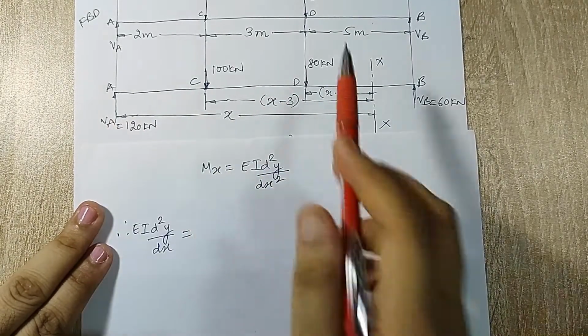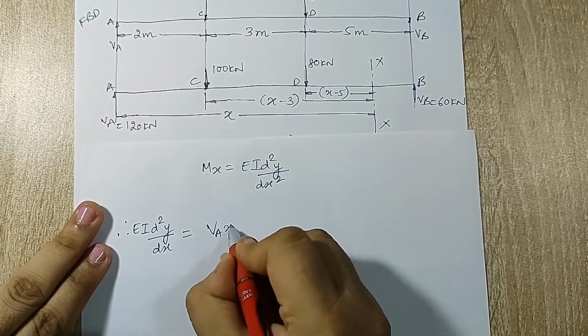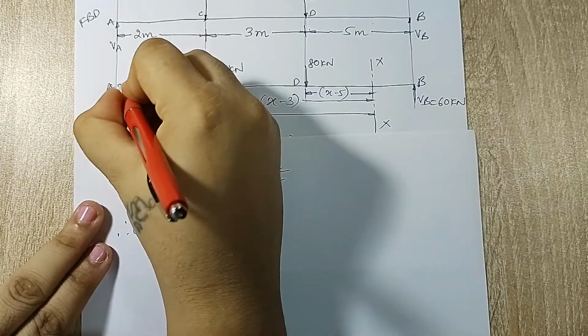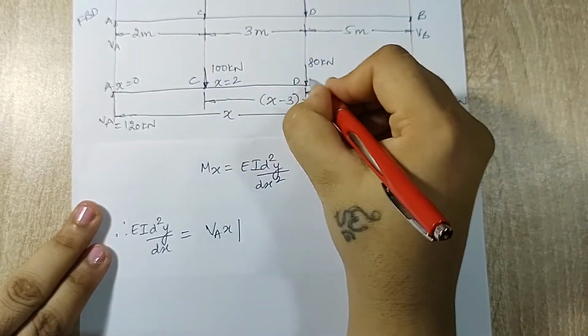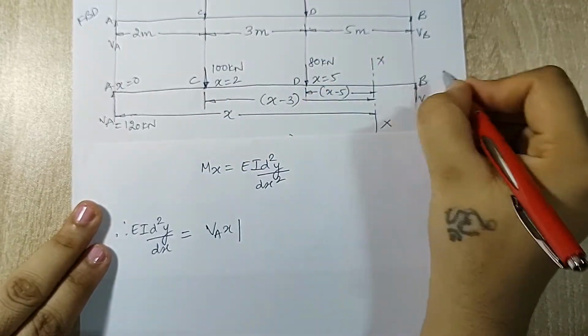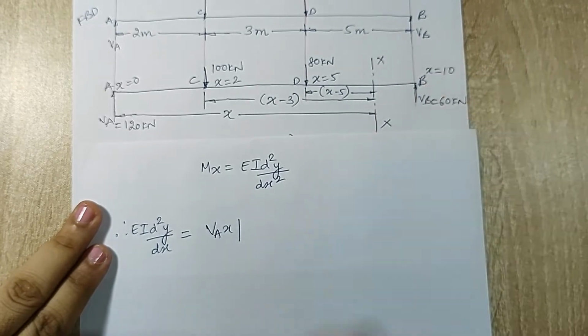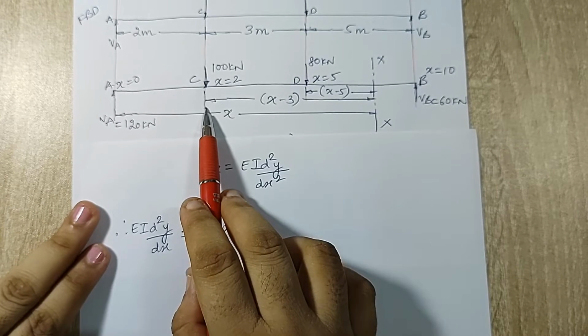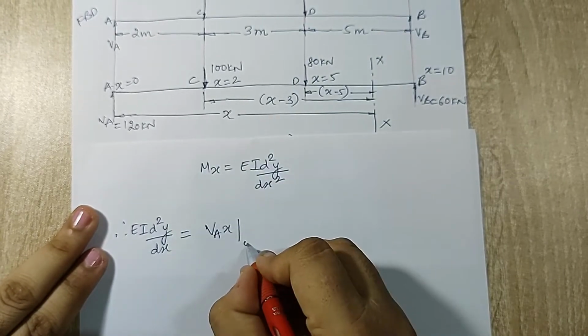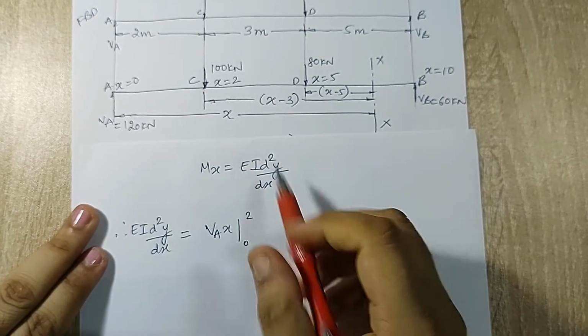So first we'll have VA into X. The distances need to be marked. Here X is 0, at C X is 2, at D my X is 5, and at B my X is 10. So VA into X will be for the beam portion A to C. So this will be from 0 to 2.